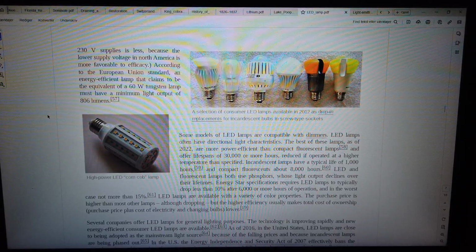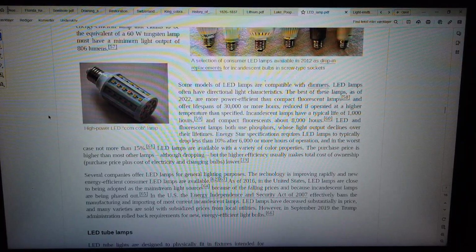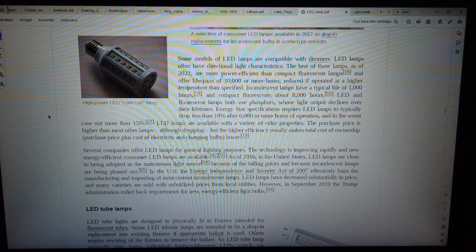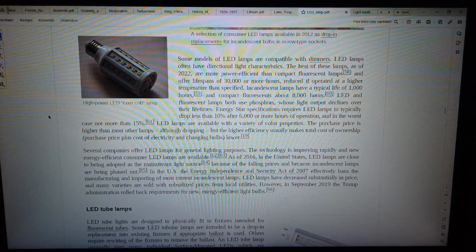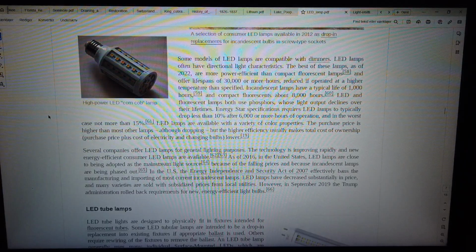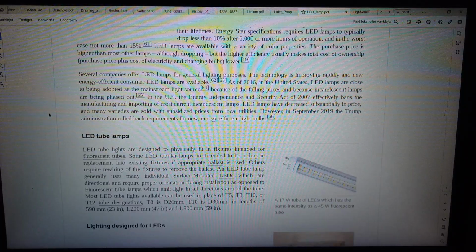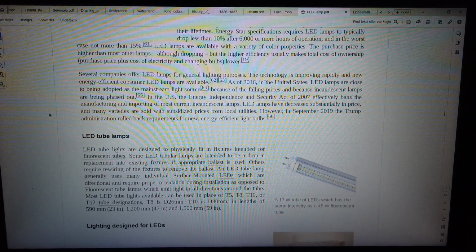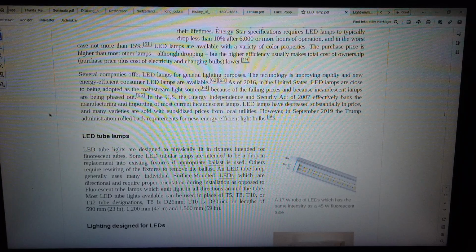LED and fluorescent lamps both use phosphors, whose light output declines over their lifetimes. Energy Star specifications require LED lamps to typically drop less than 10% after 6,000 or more hours of operation, and in the worst case not more than 15%. LED lamps are available with a variety of color properties. The purchase price is higher than most other lamps, although dropping, but the higher efficiency usually makes total cost of ownership, purchase price plus cost of electricity and changing bulbs, lower.